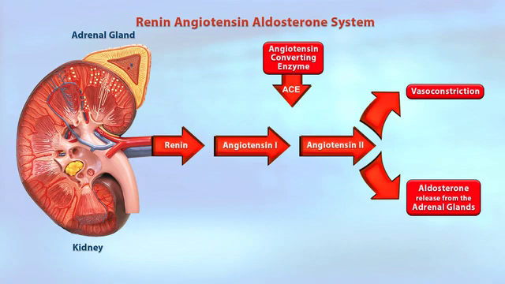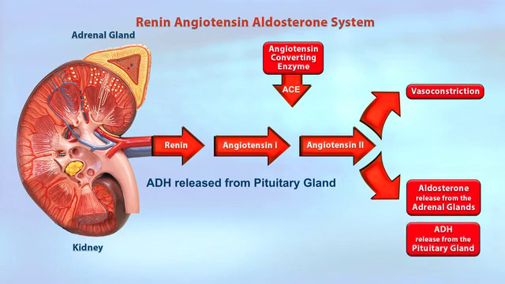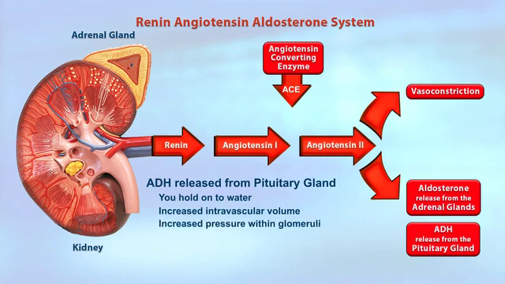Okay? Another thing that happens as part of the overall compensatory mechanism is ADH is released from the pituitary gland. And when ADH is released from the pituitary gland, you hold on to water. And when you hold on to water, it should increase again your intravascular volume, which should increase pressure in your glomeruli, and your kidneys are happy. All right, so that's the basics of the renin-angiotensin-aldosterone system.